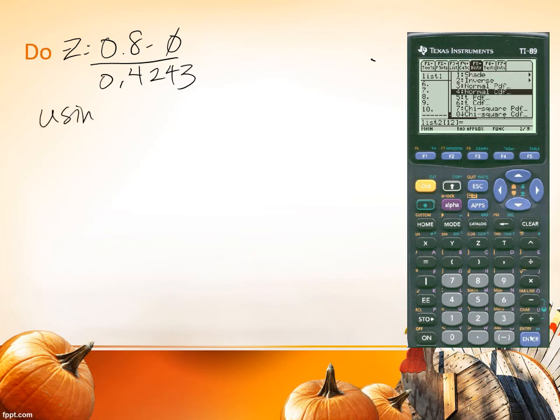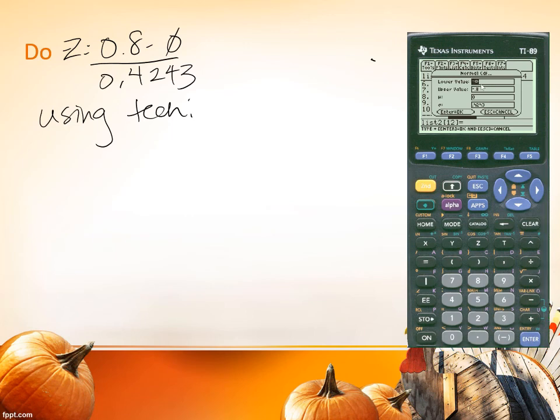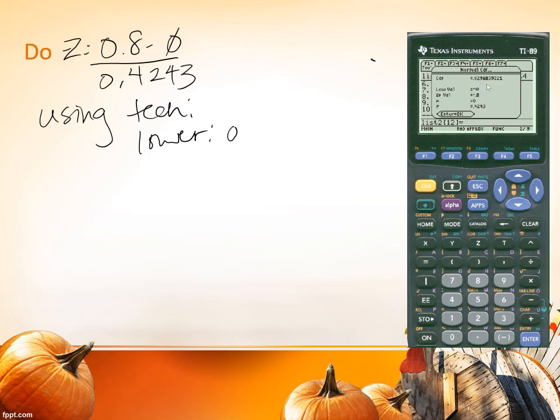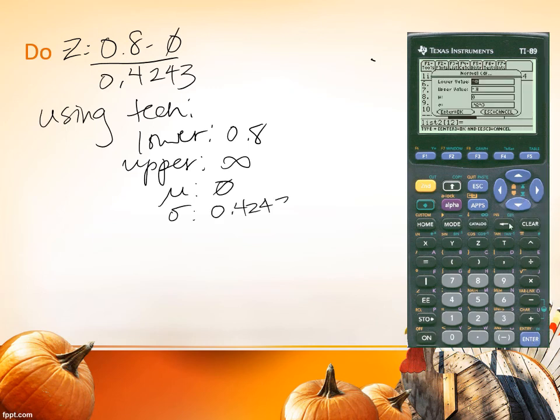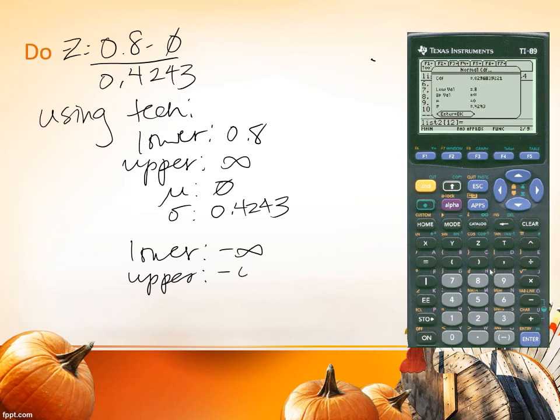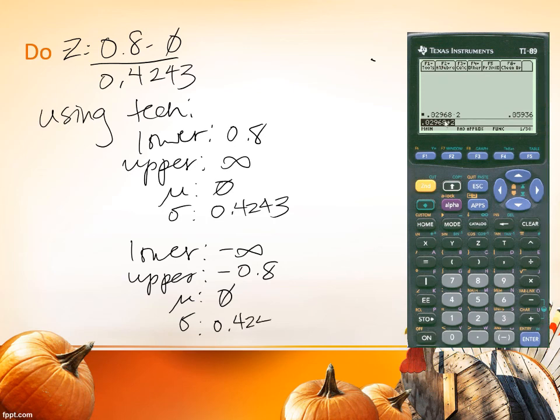So using TEC, I'm going to say that my lower, in this particular case, was 0.8. My upper was infinity. My mean is 0, right? And my standard deviation is 0.4243. Okay, so then the other side is just the same thing. My lower is negative infinity. My upper is negative 0.8. My mean is 0. My standard deviation is 0.4243.